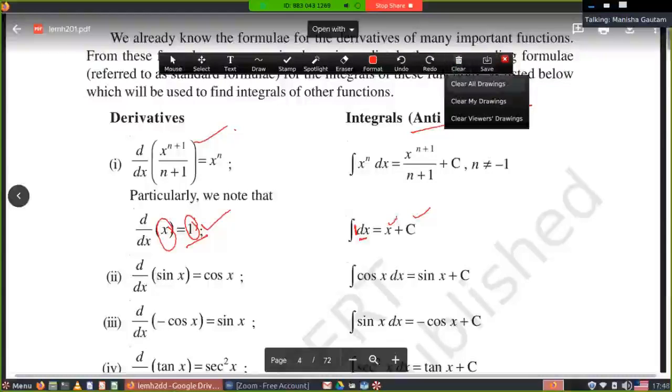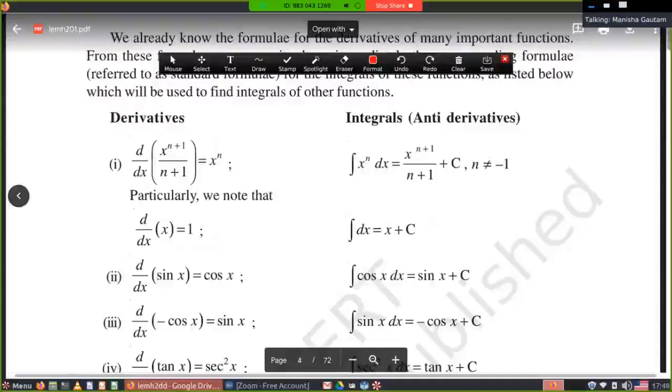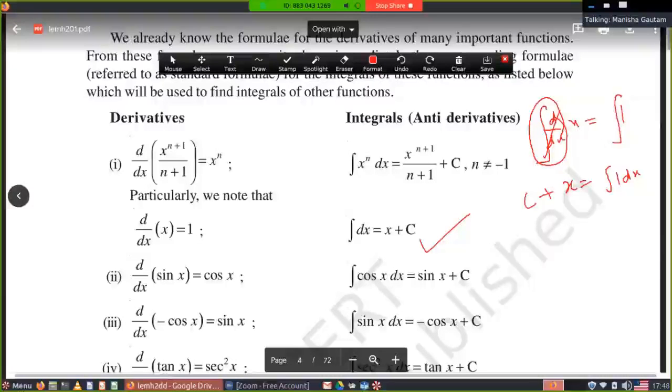I'm just telling you, d by dx of x is 1. Now you want the integration of 1, so take the integration sign on both sides. As derivative and integration are anti to each other, they cancel. x is left here, and the integration of 1 with respect to x is x plus constant. This is the answer. As I have told you, after integration you have to write down the constant c.